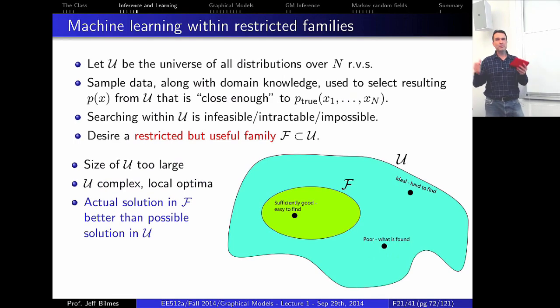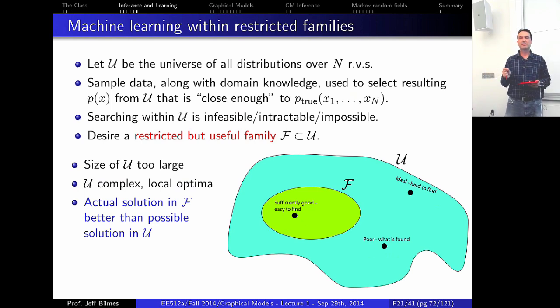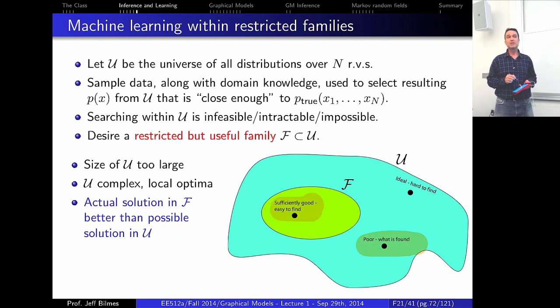But on the other hand, if we restrict it to F, the actual solution that we are able to find in F, even though F is a restricted family, might be better than the solution we would find in U. Okay, so this guy here, that's what we would find if we had an unconstrained solution, whereas this guy here is one that we find by constraining the set of possible distributions we care about.